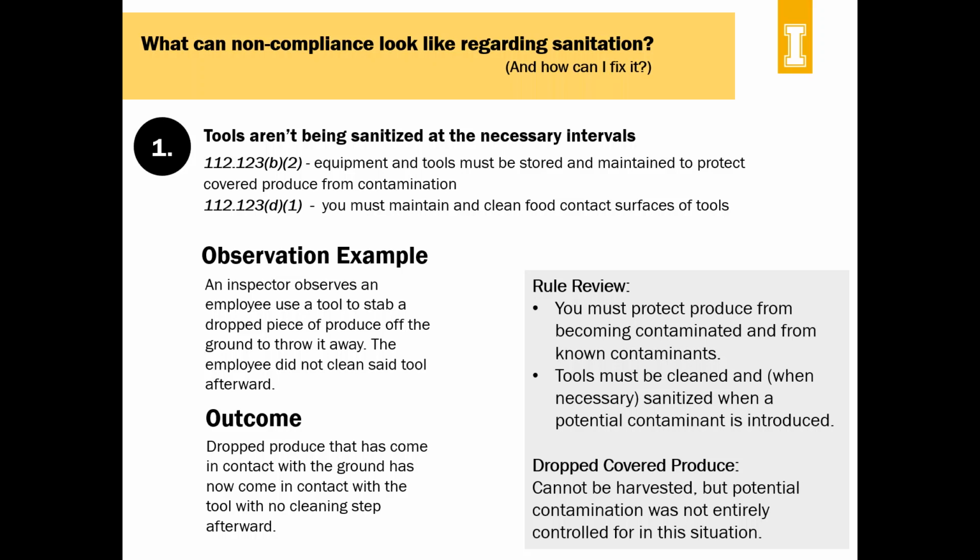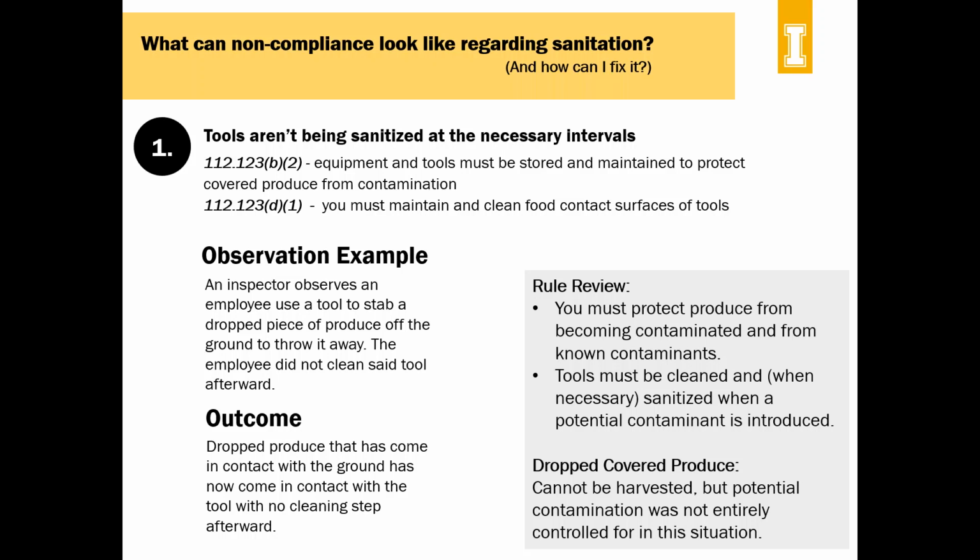Equipment and tools must be stored and maintained to protect covered produce from contamination. And then secondly, 112.123(d)(1), you must maintain and clean food contact surfaces of tools. So this could look like, for example, if an inspector was out on your property and they observe an employee take a tool of some kind and stab a dropped piece of produce, maybe it fell off the packing line or out of a crate or who knows, but one way or the other ends up on the ground. And so they take a tool and just stab it because it's easier, and then chuck it into the trash can from there. And then they go right back to whatever they were doing, still using the tool that they did that with.